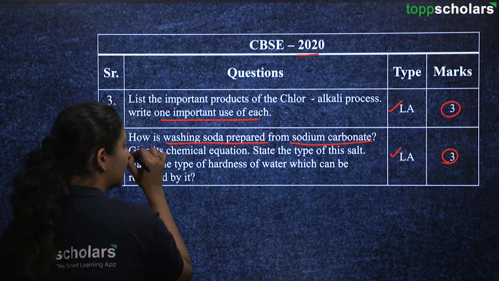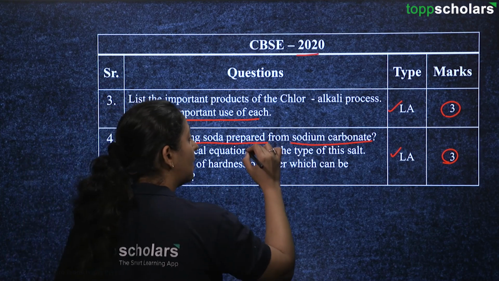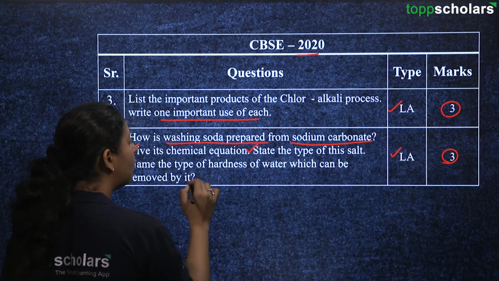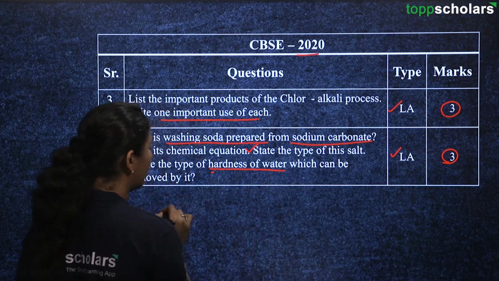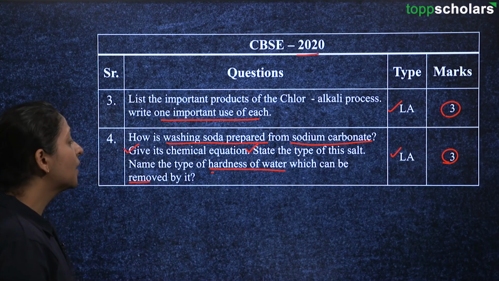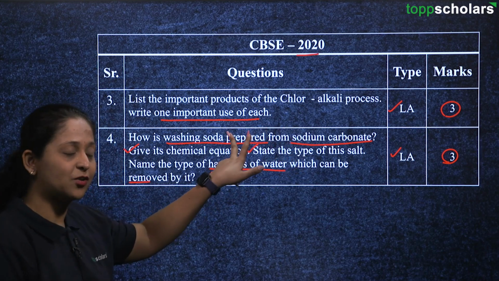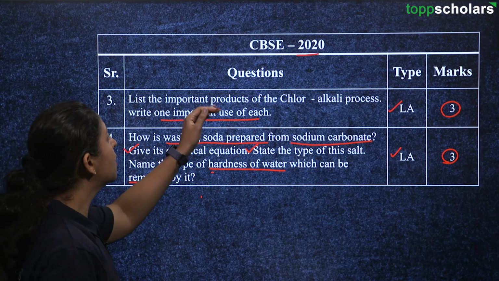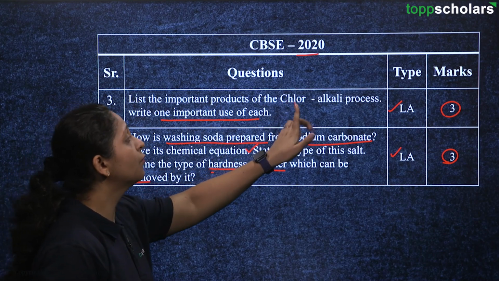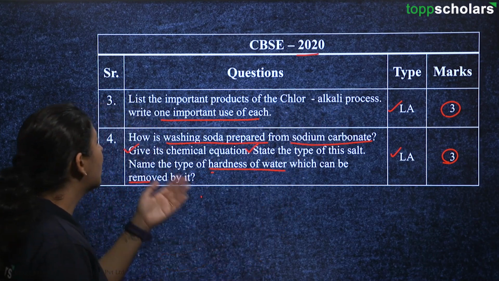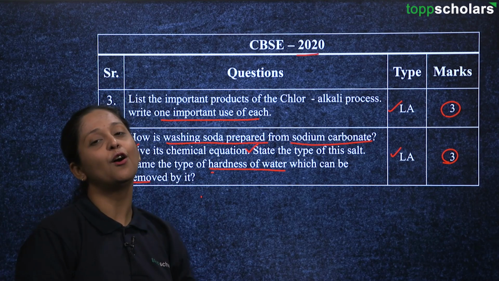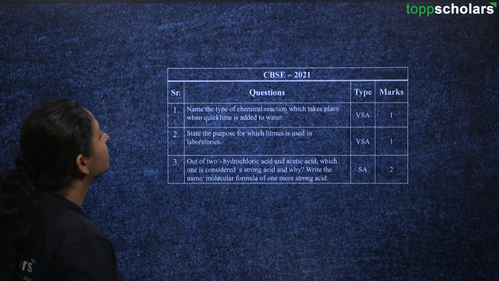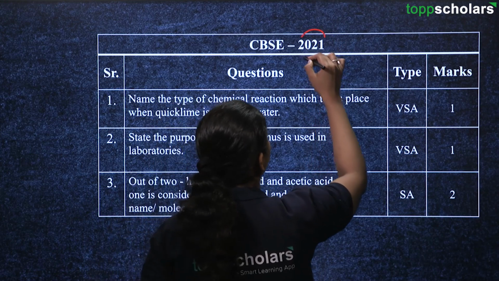Then you have to state its chemical equation, state the type of the salt which is used. You have to also determine the hardness of water which can be removed by it. So, by doing one reaction here, students, you are answering about 3 questions in this one, whereas here you are determining just the important products of the chlor-alkali process, and you have to write the important use of each of them. Next is from the year 2021, students.